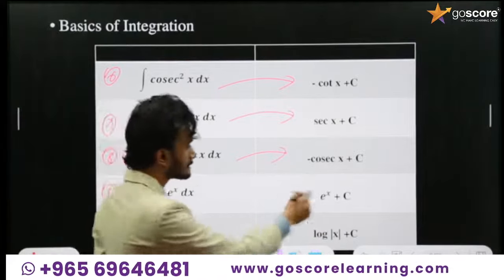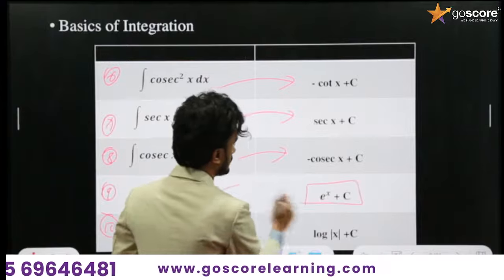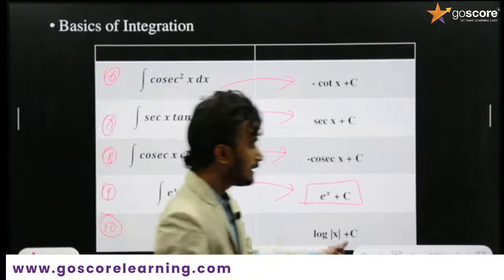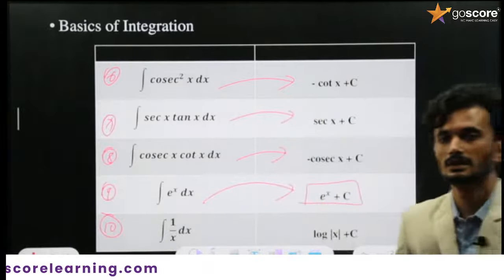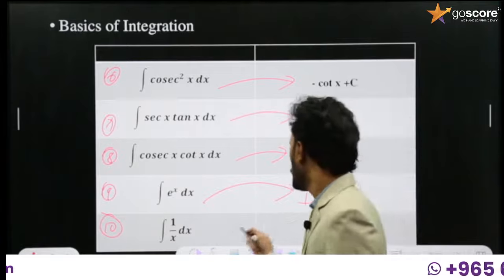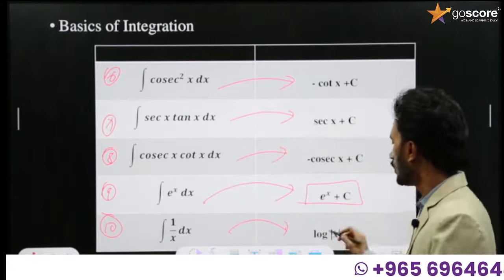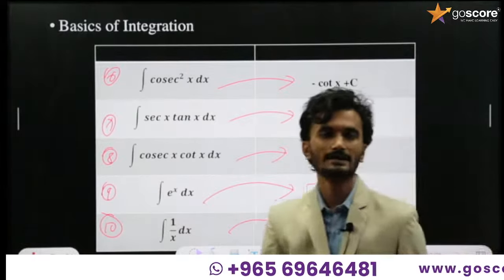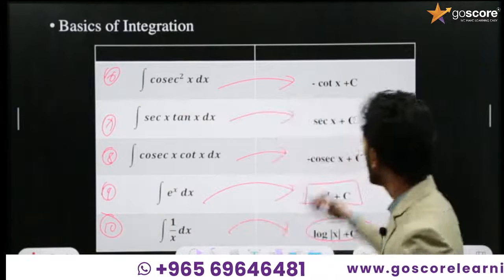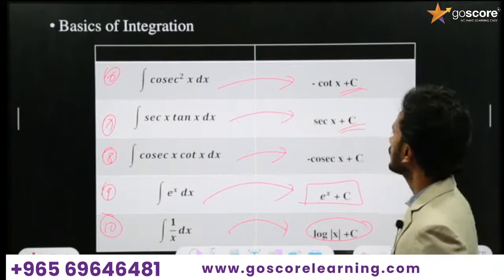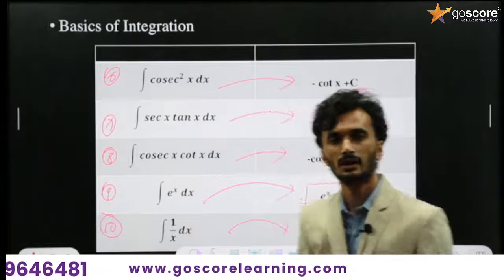So the integral of e raised to x is e raised to x. Then, what is the differentiation of log x? It is 1 by x. So the integral of 1 by x is log mod x. This one is important: log mod x plus c. You must add a c in every integration. After every integration, we must add a constant.